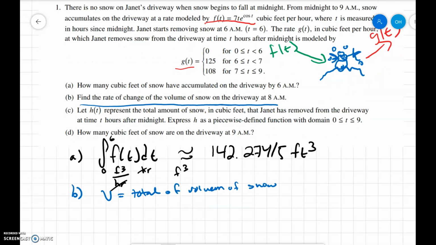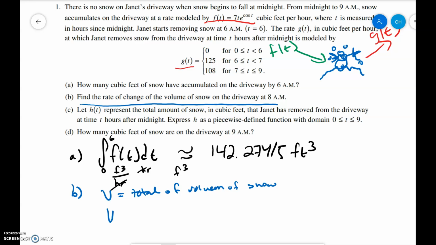So before I tackle the rate of change, I really need to come up with an equation for the total volume of the snow. So I'm going to say V of t is equal to, well, there's no snow at the beginning, so there's no initial amount I have to put there. But we have snow coming down. And I need to know how much total snow went down, and I need to know how much total snow was removed. And that'll account for how much total snow is left here in this middle pile.